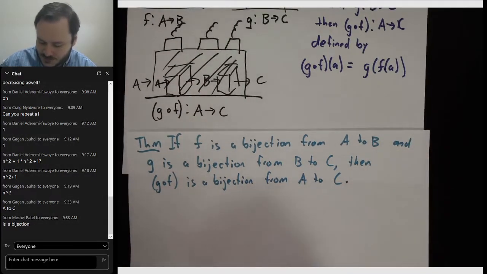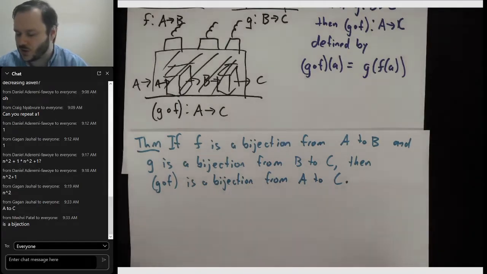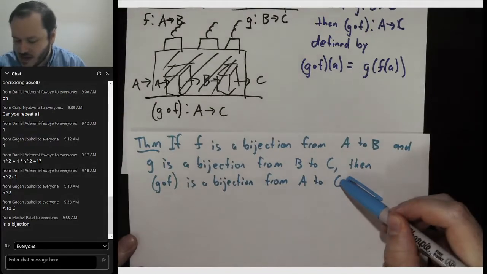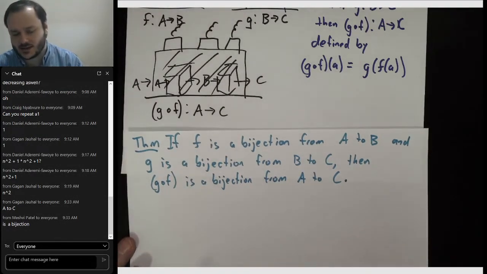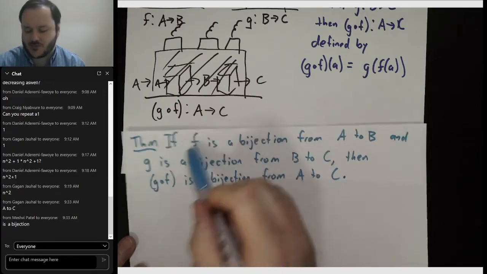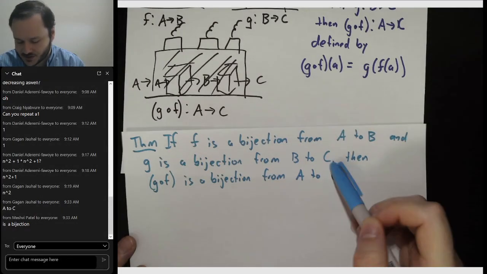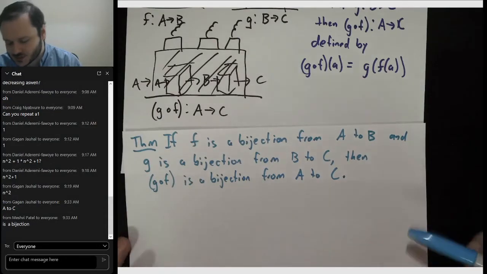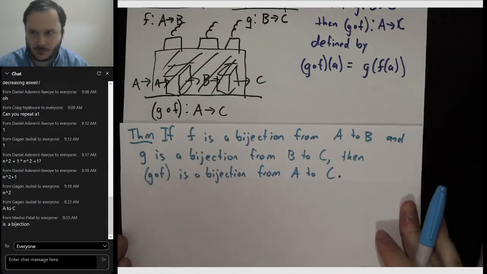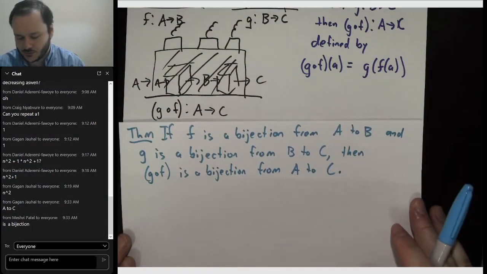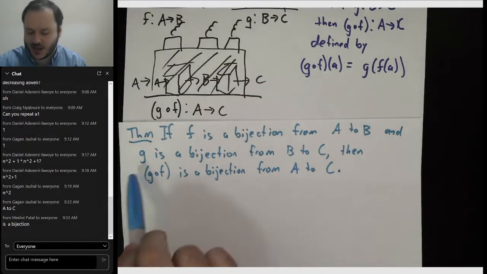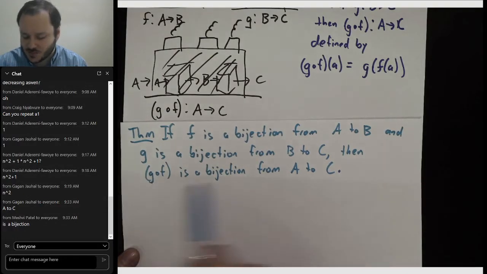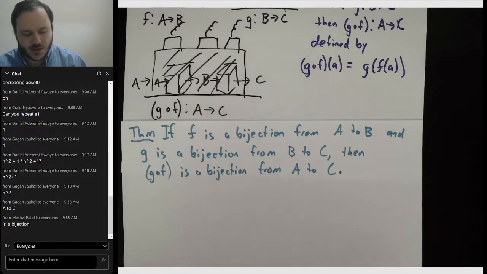Okay, and I'm not going to prove this theorem, but in order to prove it, you would show everything in C has exactly one thing in A that it goes to. So F is an onto function, G is an onto function, so G composed with F is an onto function, and so on. Okay. So things like this make sense. If F is a bijection and G is a bijection, then G composed with F is a bijection.